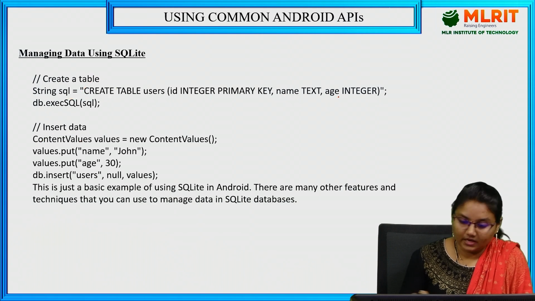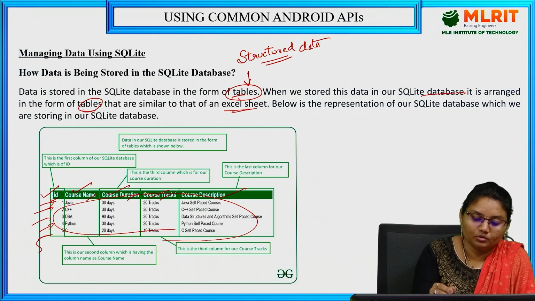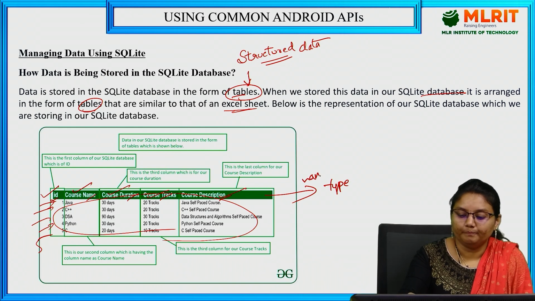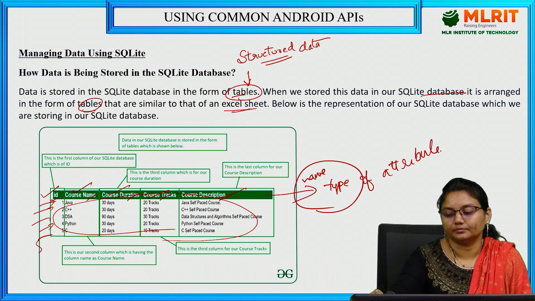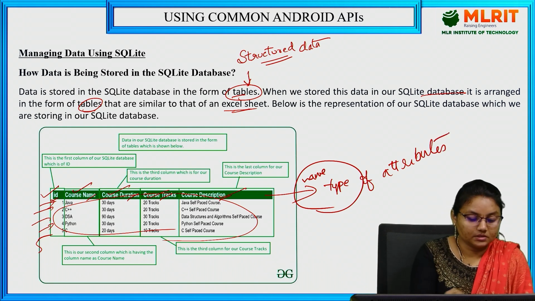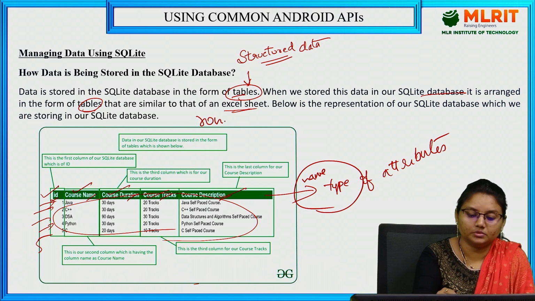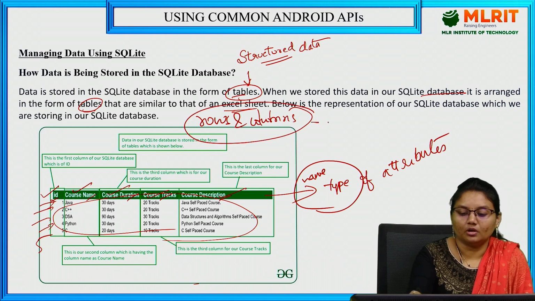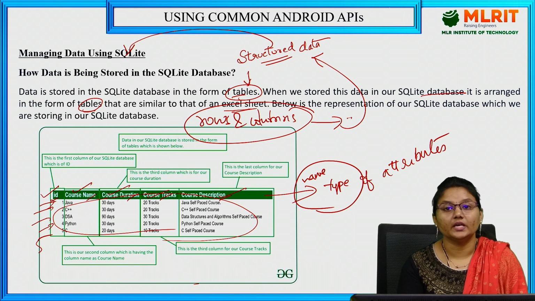So rather than ID, name, age, you can give ID, course name, course duration, course tracks and course description, assigning the name and type of each attribute. This is called structured data, in the form of rows and columns. Rows and columns together are structured data, and for structured data we use SQLite.